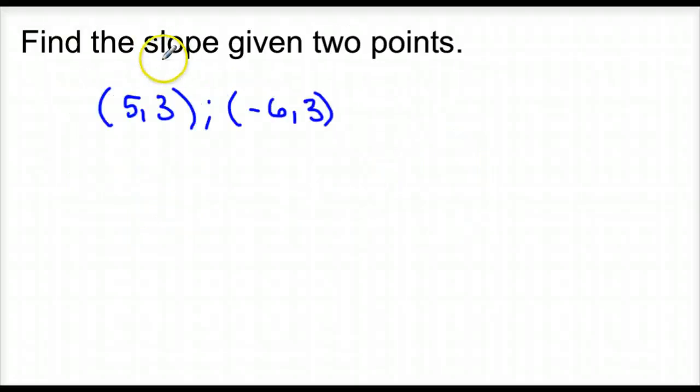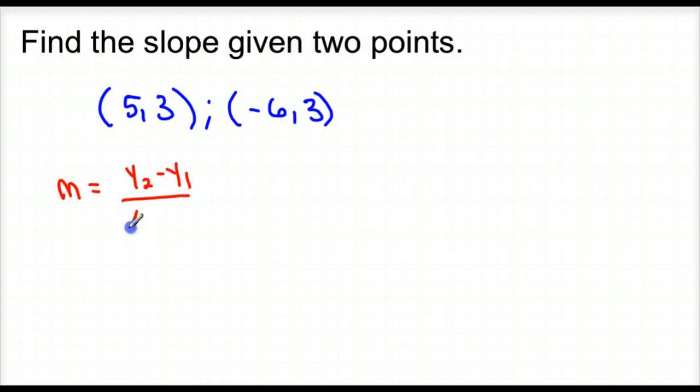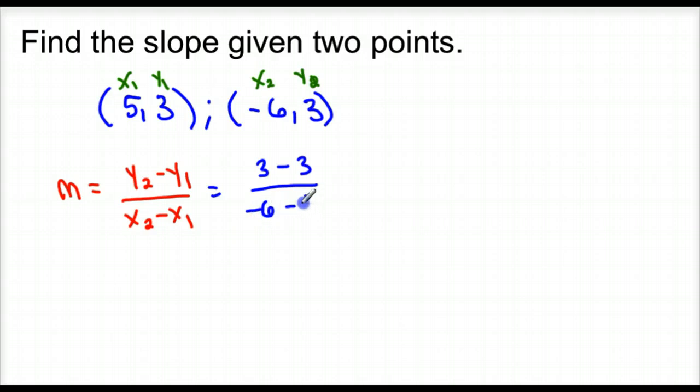Okay, next one. Find the slope between the given 2 points. What I would suggest here is to pause the screen at this point, use the formula, plug in, go back and see if you got the answer right. So m equals y sub 2 minus y sub 1 over x sub 2 minus x sub 1. Going to label x1, y1, x2, y2. Now, if you got stuck on this one, there might be a reason why. So let's see what happened. We got 3 minus 3 over negative 6 minus 5. 3 minus 3 is 0, and negative 6 minus 5 is negative 11.